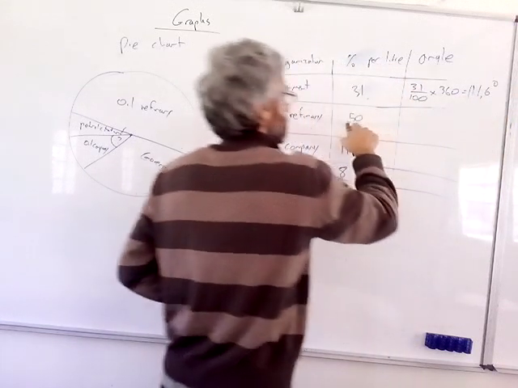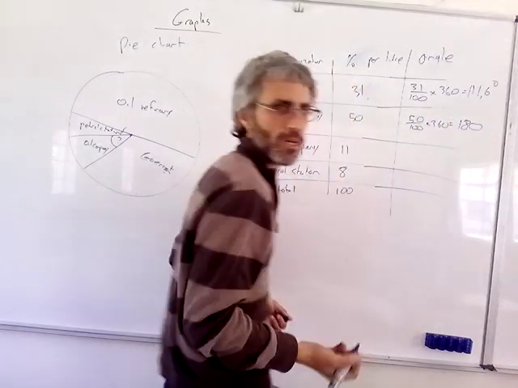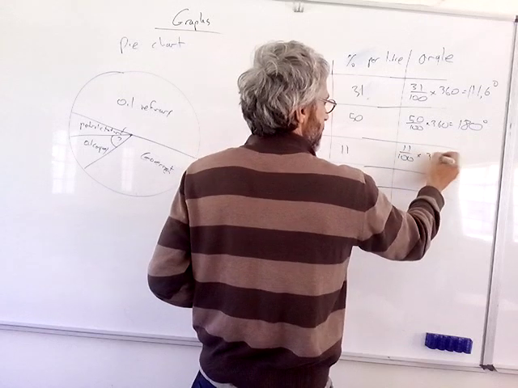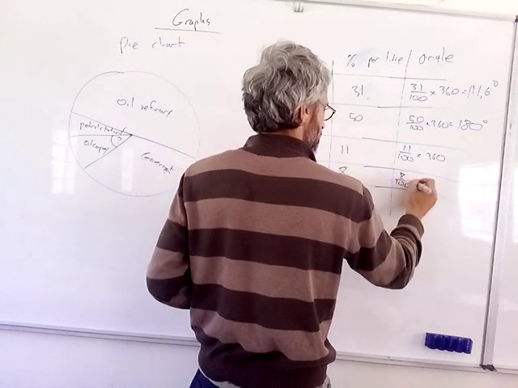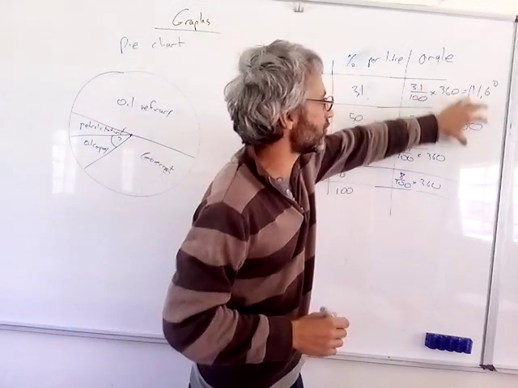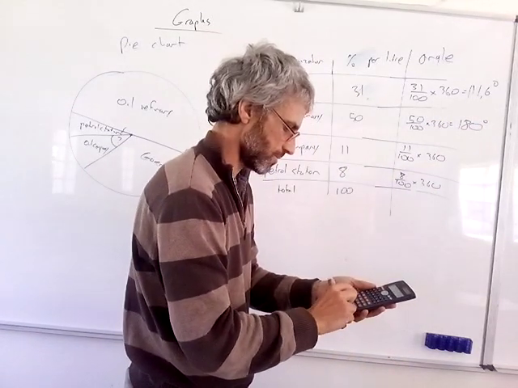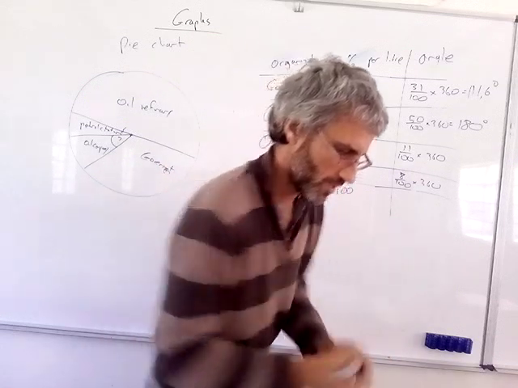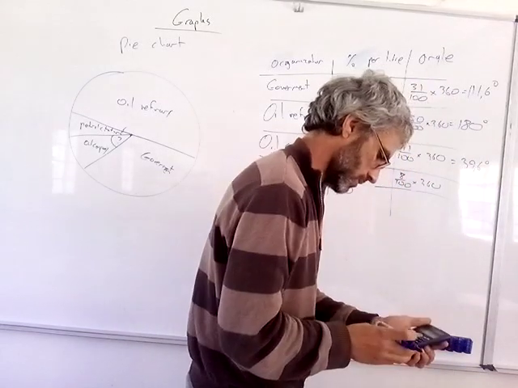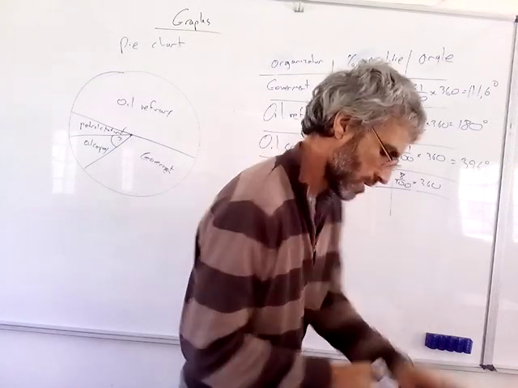So that's that. Now, 50 divided by 100 times 360, I don't need a calculator for that. I know it's 180 degrees, right? Then 11 divided by 100 times 360, and 8 divided by 100 times 360. I'm not even going to do that, okay? You guys can do that on your own, okay? I'm going to get an angle. Well, I might as well just do it. Okay, so 0.11 times 360, 39.6, and the last one, 0.08 times 360, 28.8.